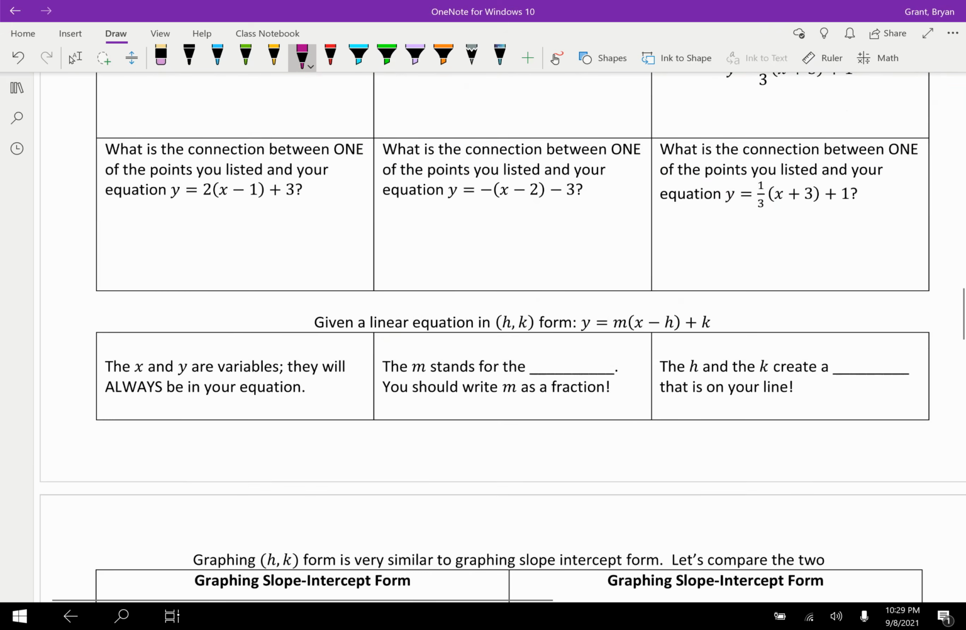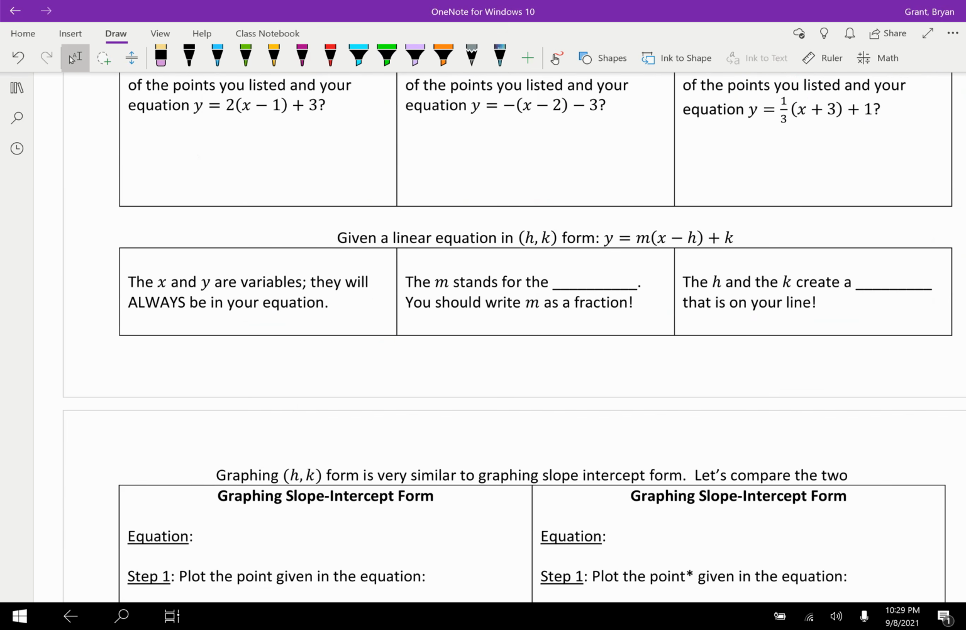All right, so at the end, given a linear equation in HK form, the x and the y are the variables. We're used to having x and y in our equation.